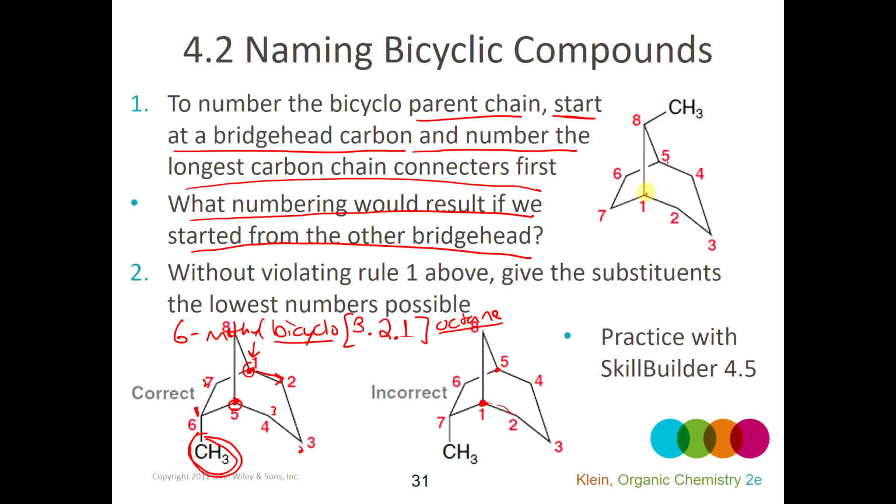I have to start on one of my bridgeheads, I have to count into the longest loop first, and then I have to count into the second longest loop, and then I count the third longest loop. So there's no way to give the methyl group a lower number than this when it's on the shortest loop between bridgeheads, and so that's why it's going to end up being 8-methylbicyclo-3,2,1-octane.